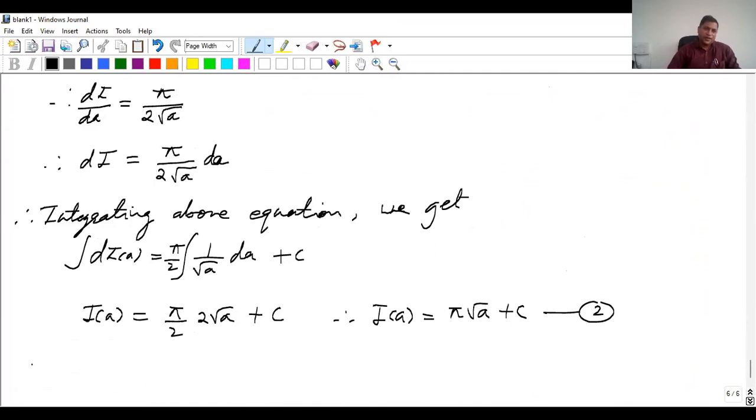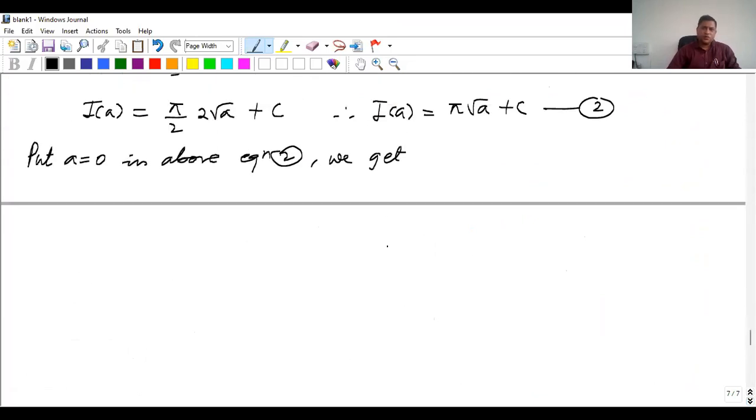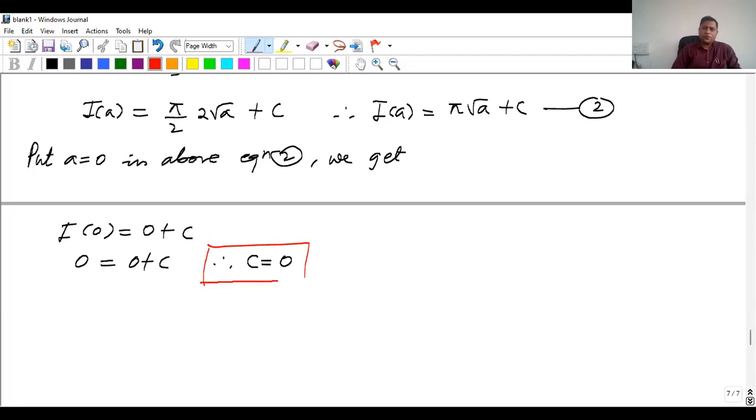So if I put A is equal to 0 in the above equation 2, we have I of 0 is equal to pi root 0, which is going to be 0, plus C. I of 0 is 0, so 0 plus C. So we get here C is equal to 0.